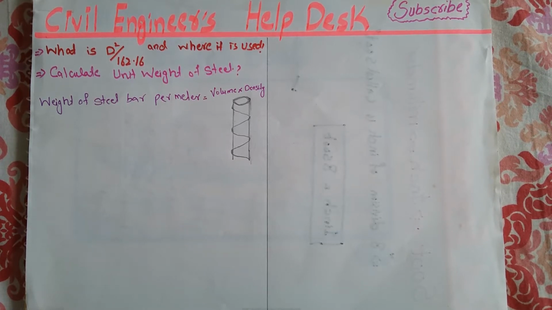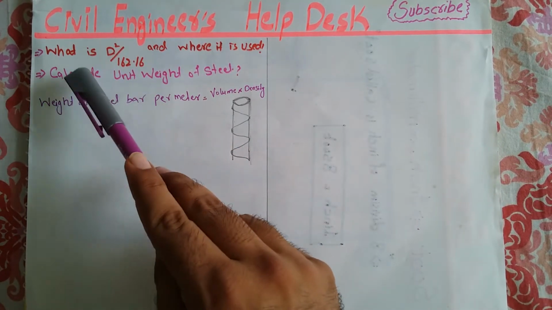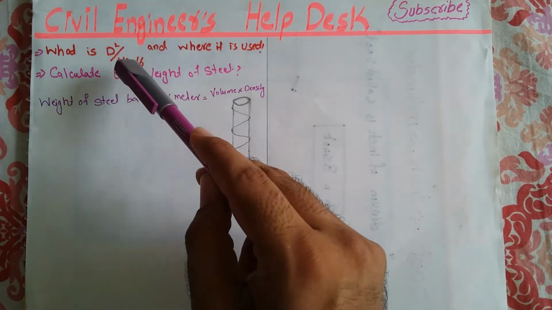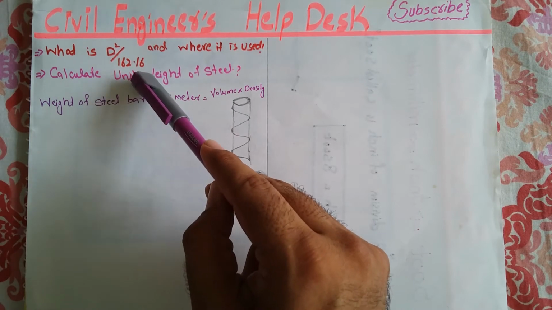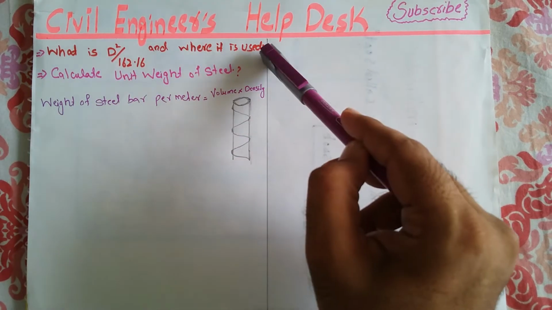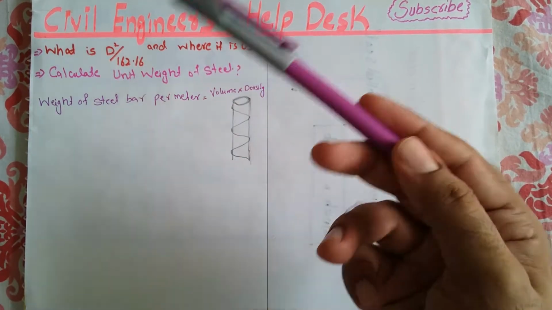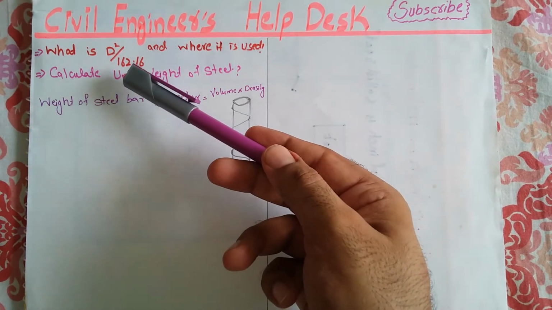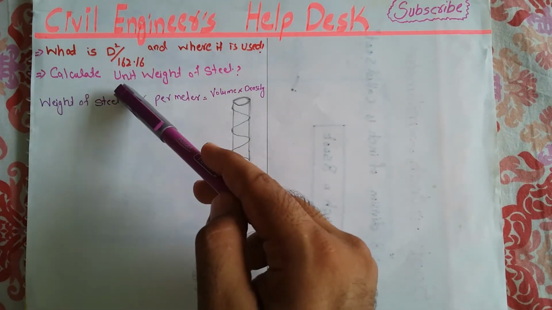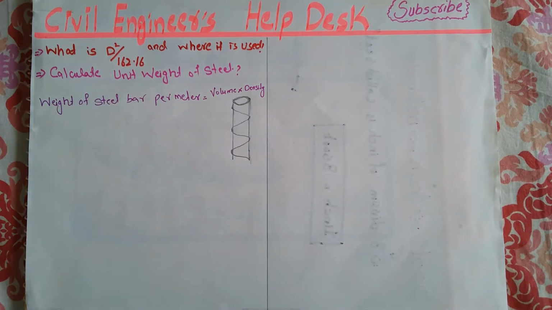Viewers, today we have a very important topic: what is d square by 162.16 and where it is used. Also we will cover another topic related to this, which is calculation of unit weight of steel. We will also learn how to calculate unit weight of steel.